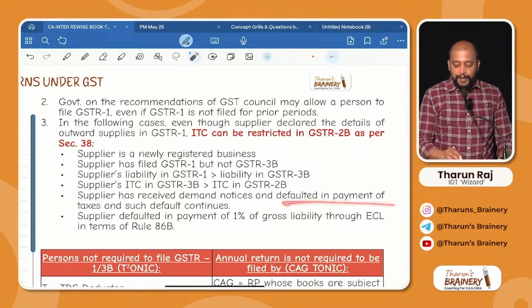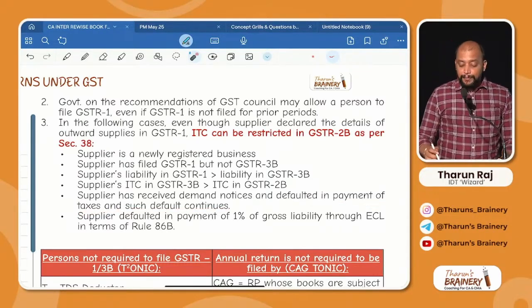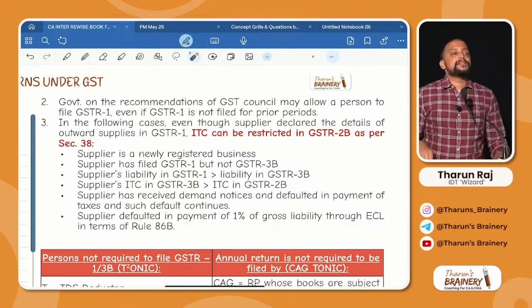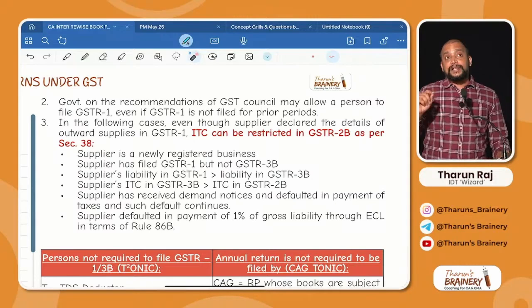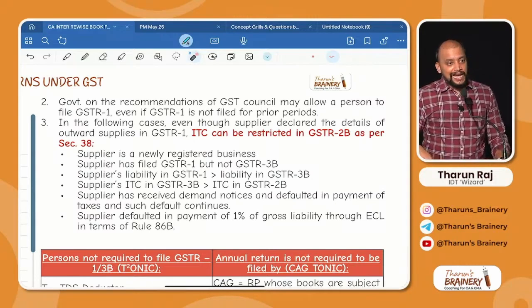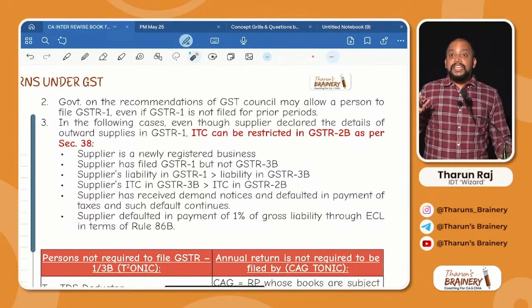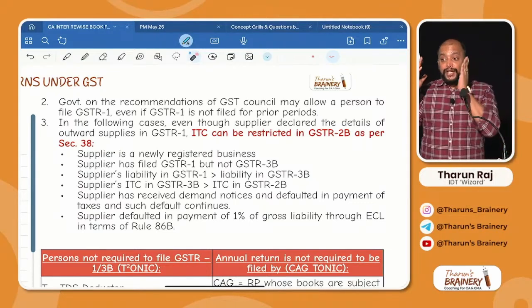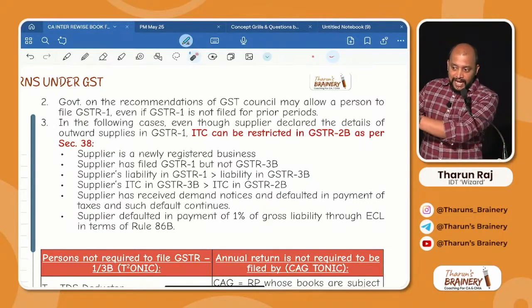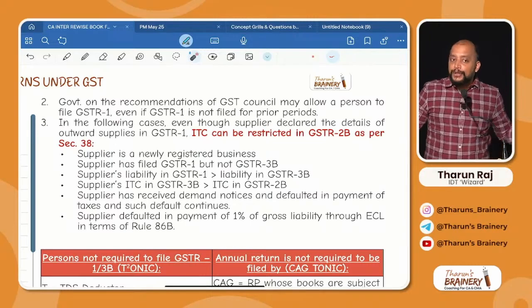He defaulted in payment of tax and such default continues. Or the supplier is required to pay 1% of liability through the cash ledger. There is one provision: 1% of the liability they need to pay by cash ledger. If they are not paying 1% of their liability through cash ledger, then even though they file GSTR-1, and even though it is coming in 2B, in 2B it will be kept under ITC not available, and we will not be able to take ITC.